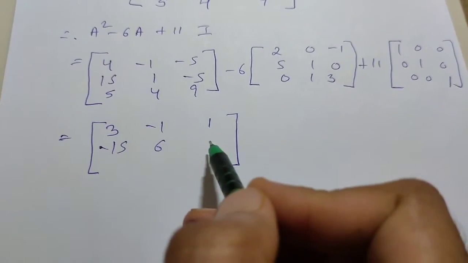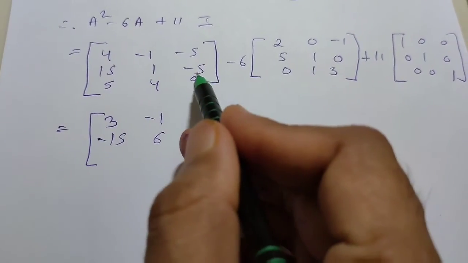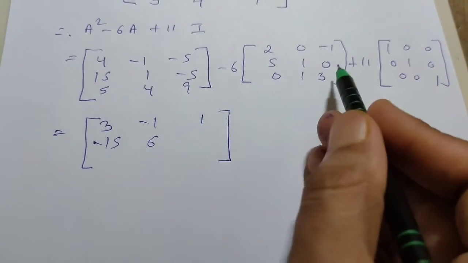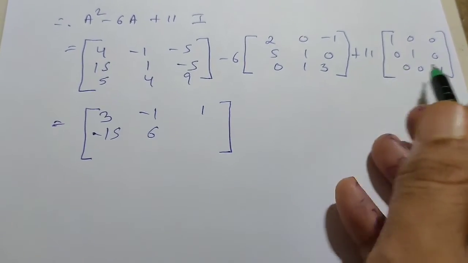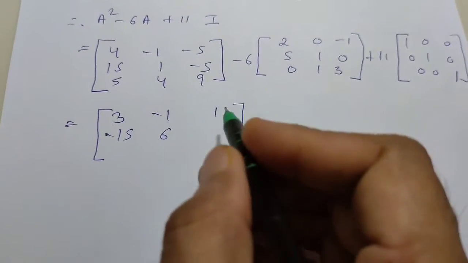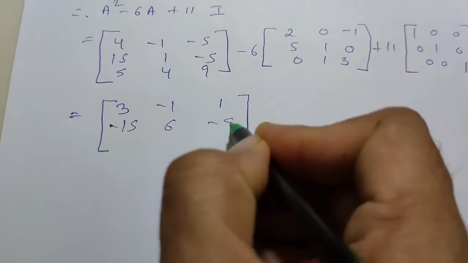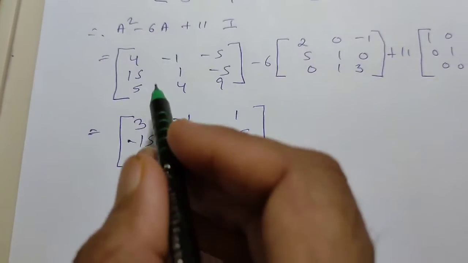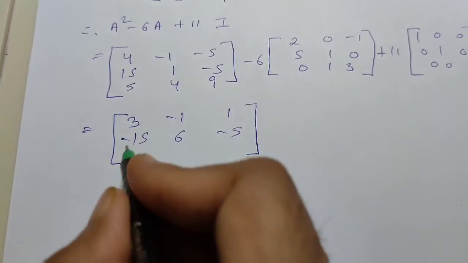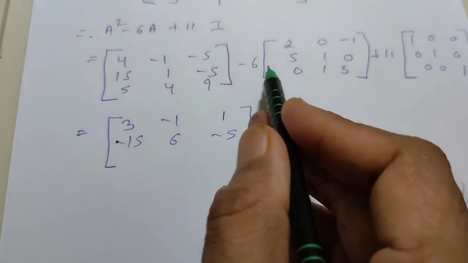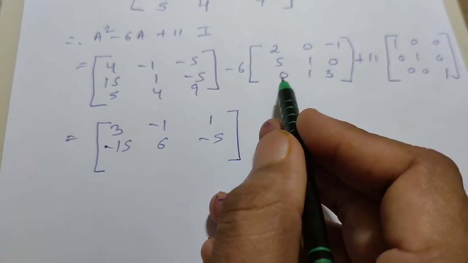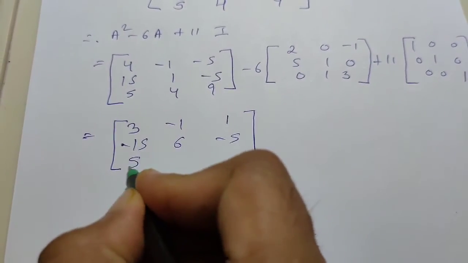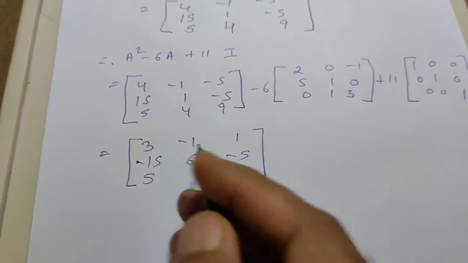Then for the third entry of R2, minus 5, then minus 6 into 0 is 0, and plus 11 into 0 is also 0. So finally we will get minus 5. This is our R2. Now for R3, 5 and minus 6 into 0 is 0, and plus 11 into 0 is 0. So we will get the first entry of R3 as 5.